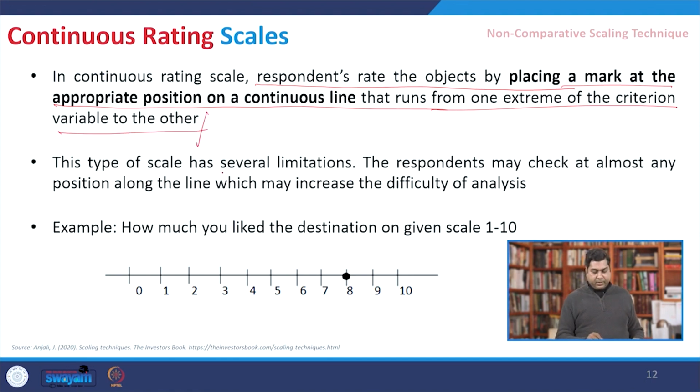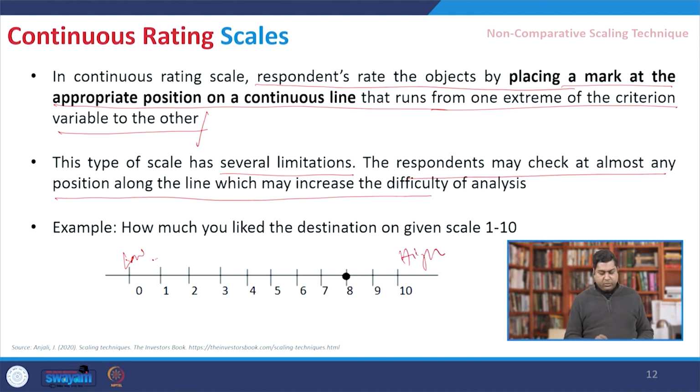This type of scale has several limitations as well, because the respondent may check at almost any position along the line, which may increase the difficulty to analyze and respond. Say, for example, I say you can give any number in terms of importance, and we are not defining what 0 is, we only define the extreme values. So this is probably the low, this is high, but in between we do not give any value.